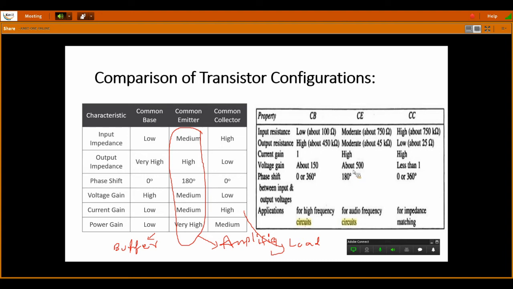So hence the output is out of phase with its input, and the numerical value of that out of phase must be 180 degrees. Next, here it doesn't have any phase difference between the input and output, hence the phase difference in common collector is 0 or 360 degrees. Now applications: common base is utilized at high frequencies, common emitter is utilized for audio frequency amplifications, and common collector is utilized for impedance matching devices.